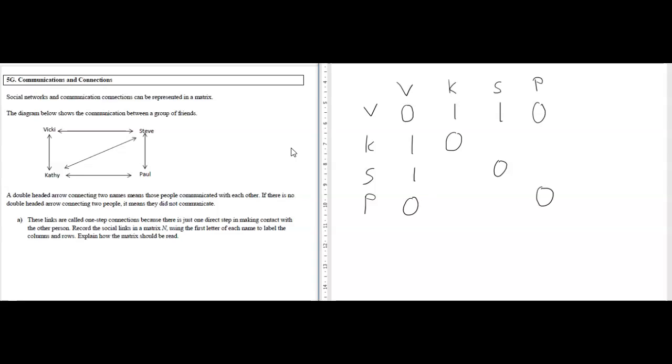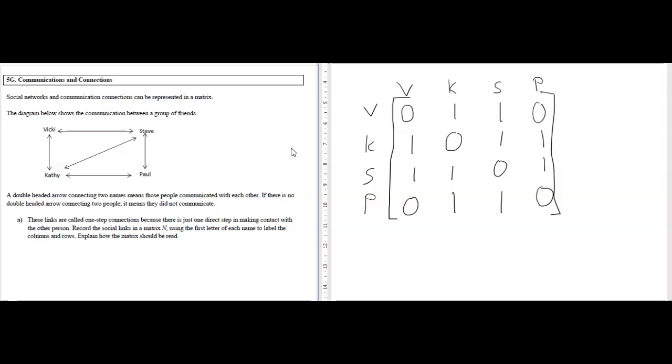Okay, let's move on to Kathy. We've already got a 1 there. But Kathy also communicates with Steve and she communicates with Paul. Remember, it's going to be symmetrical along the diagonal. And then Paul communicates with Steve. The only 0 we have there is for Paul not communicating with Vicky. And it's a matrix, so we've got to put in our square brackets. If we don't have square brackets, it's not a matrix.